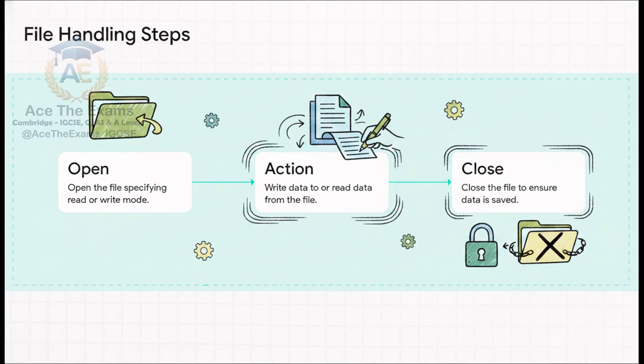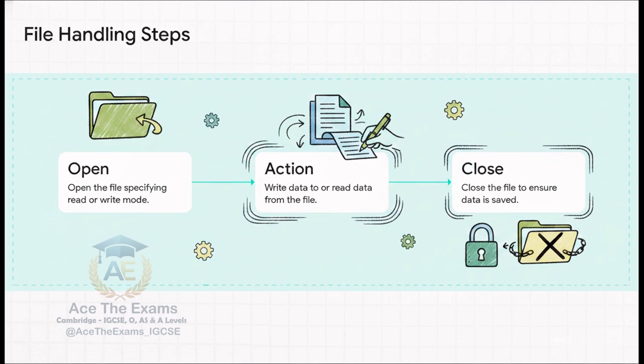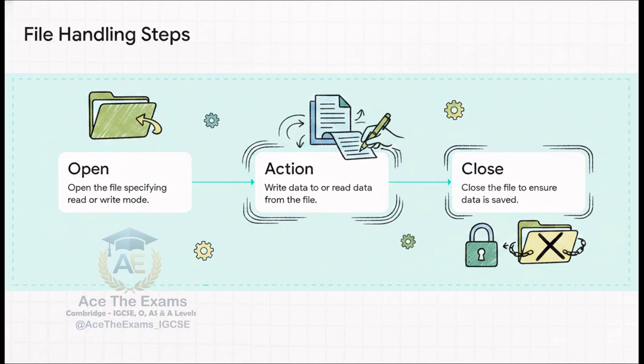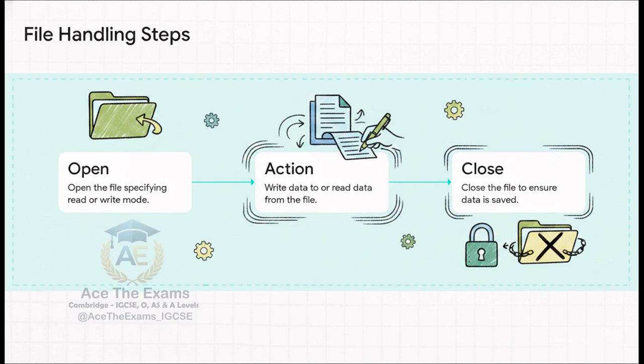Step 1, open the file. But you can't just casually open it. You must explicitly specify the mode of operation. Are you opening it for reading or for writing? Step 2, perform your read or write action using the correct variable. And step 3, did you spot the flaw students make? It's right here. Step 3 is close the file.